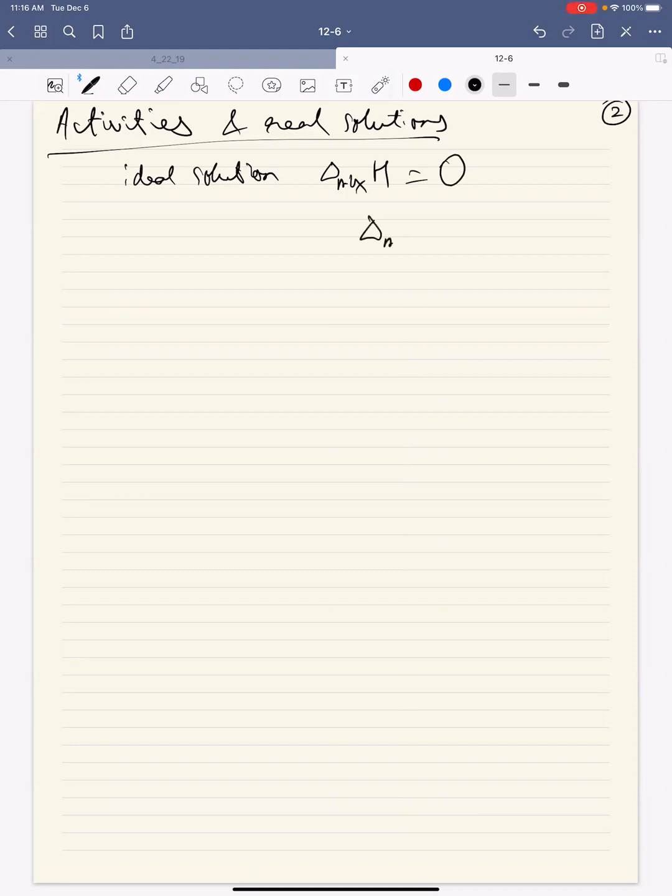The entropy of mixing, delta mix S, was minus R summation xi log xi. And if you forget whether it is positive or negative, you can always think that the entropy should go up for an ideal solution, right? So in this case, log of xi is negative, therefore this is the correct sign.